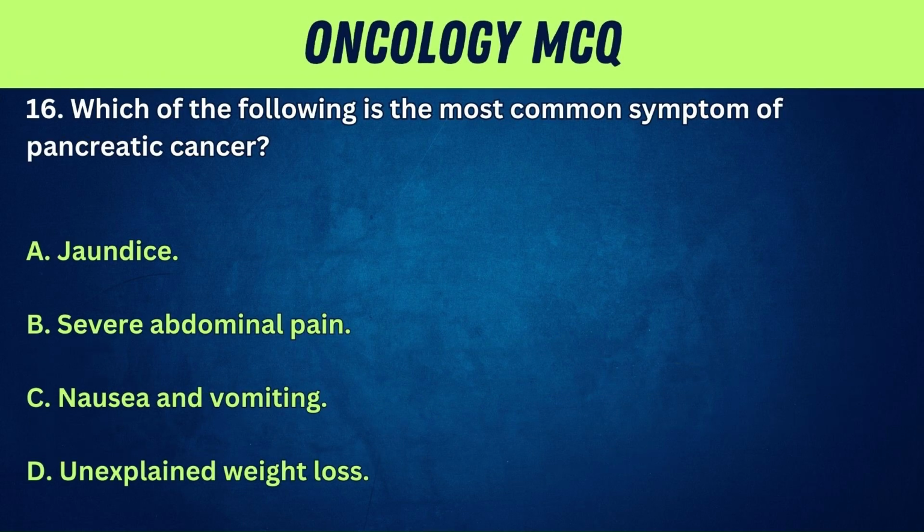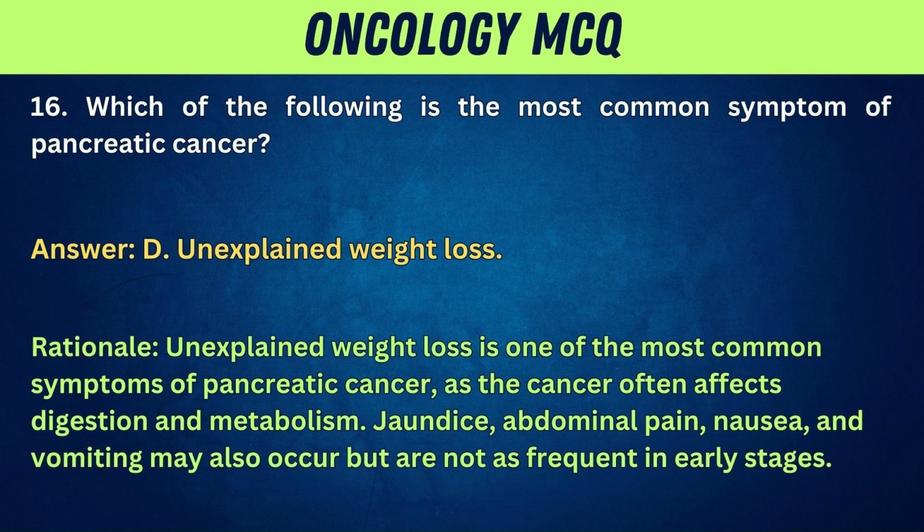16. Which of the following is the most common symptom of pancreatic cancer? A. Jaundice. B. Severe abdominal pain. C. Nausea and vomiting. D. Unexplained weight loss. Answer: D. Unexplained weight loss. Rationale: unexplained weight loss is one of the most common symptoms of pancreatic cancer, as the cancer often affects digestion and metabolism. Jaundice, abdominal pain, nausea, and vomiting may also occur but are not as frequent in early stages.